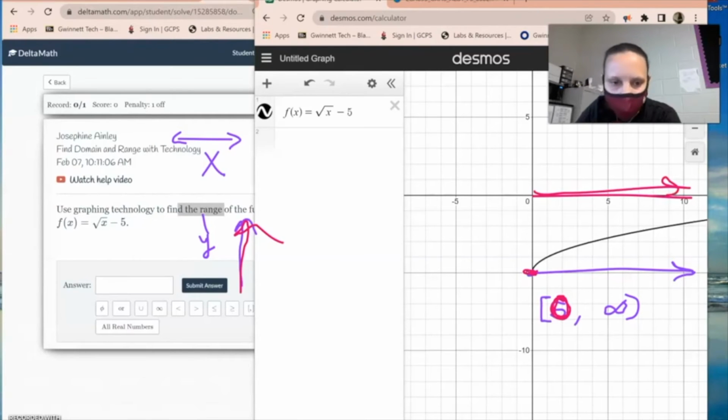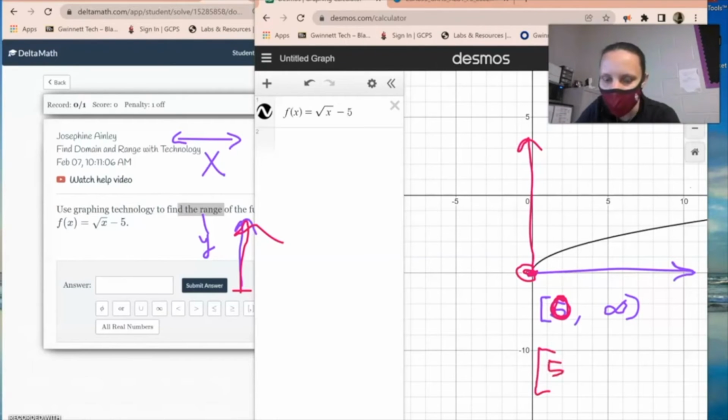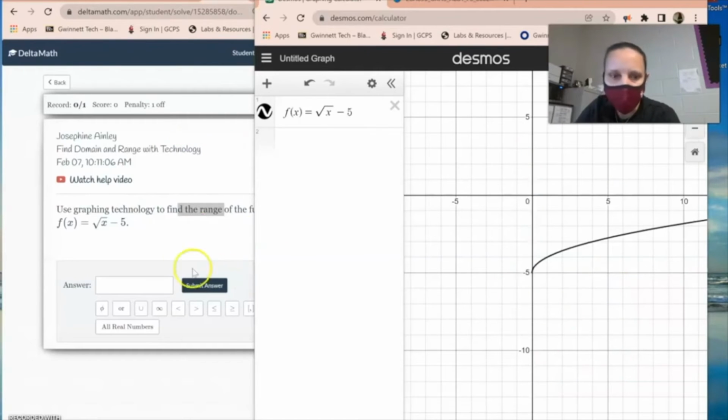And then my range is my Y values. Okay, so starting from the bottom to the top. So it starts at 5, and it goes this way forever, because this graph keeps going up and up and up and up. So it starts at 5. And it goes towards infinity. And I'll do another question just in case I confused you on this one. All right, and then that's how you write it.